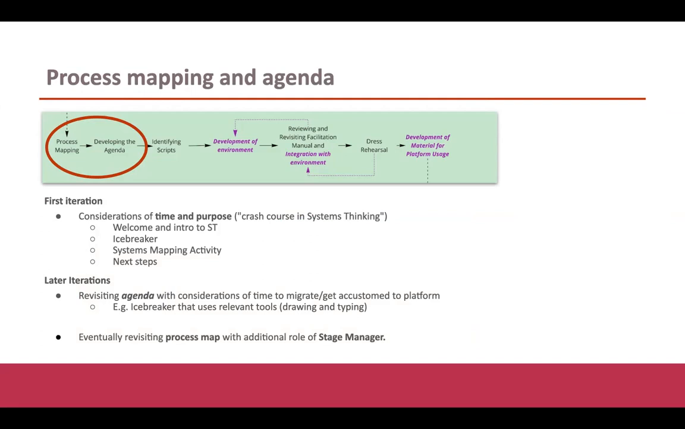In the first iteration, we considered both the time we had agreed with our stakeholders, as well as the purpose of the workshop, which we communicated as a crash course in systems thinking, to develop the outline of the agenda. As mentioned before, we planned for the welcome and introduction to systems thinking, a small icebreaker, the main systems mapping activities, which were planned to last 4 hours, and finally a closing section to wrap up and discuss next steps. We revisited and modified the agenda as the design was proceeding.